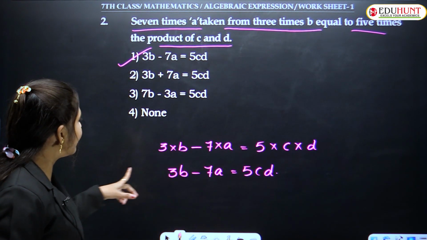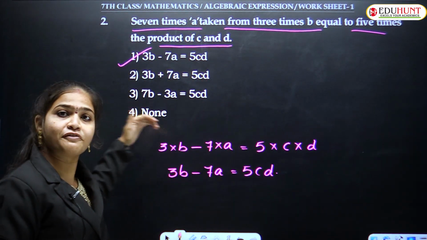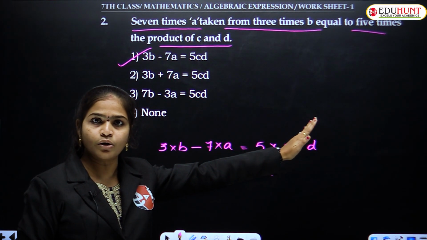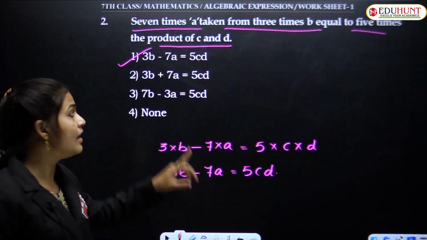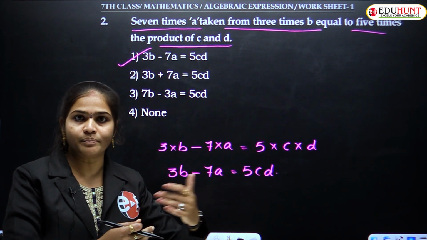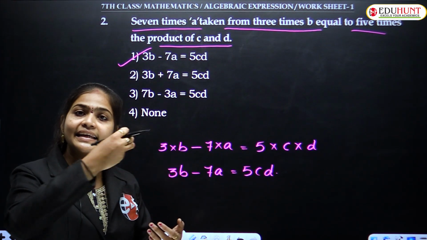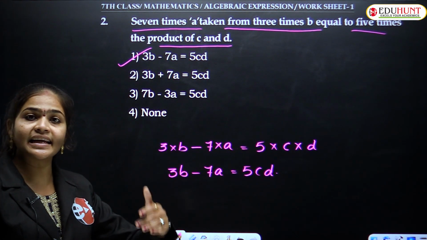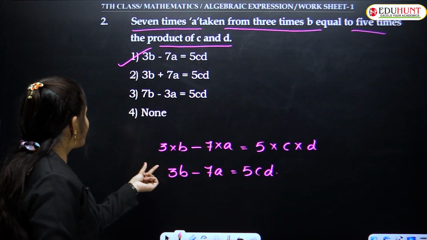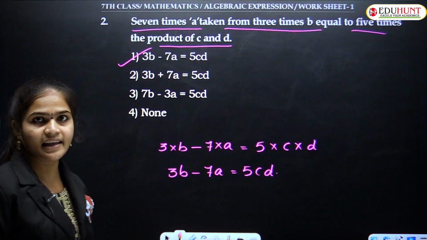Here children, you may get a doubt. Here first they have given 7 times a, so first we have to write 7a, and next we have to write 3b. That is wrong. Why? Because read the sentence properly: 7 times a taken away from. From that 3b we are taking 7a. That's why the second term we have to write as 7a. Understand? So 3b minus 7a is equal to 5cd. Option 1 is correct here.